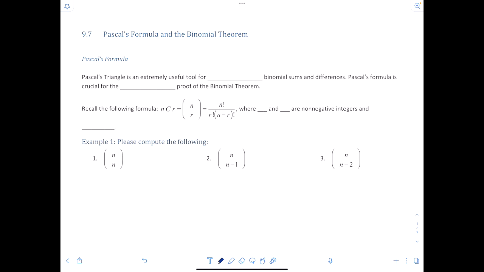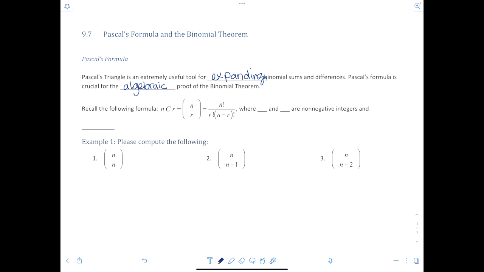And today we will be checking out Pascal's formula and the binomial theorem. So let's get started. Pascal's formula. So you probably are familiar with Pascal's triangle. It's an extremely useful tool for expanding binomial sums and differences. Pascal's formula is crucial for the algebraic proof of the binomial theorem. So let's take a look at some of these formulas.